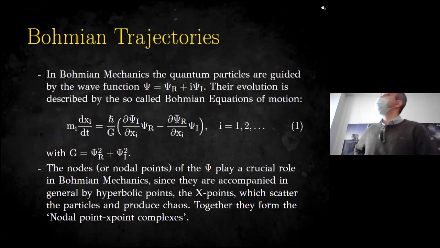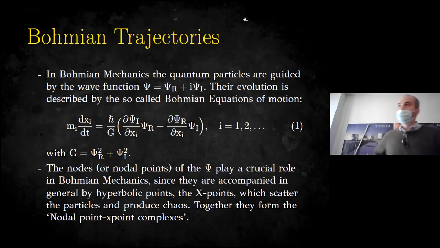Okay. So, as you already know, Bohmian trajectories are dictated by the wave function of the system. In Bohmian mechanics, the quantum particles are guided by the wave function, which is a complex quantity, and their evolution is described by the so-called Bohmian equations of motion, equation one. Where the denominator G is crucial, because when the denominator G becomes zero, we have the so-called nodal points, the nodes of the wave function, the places in the configuration space where the wave function vanishes.